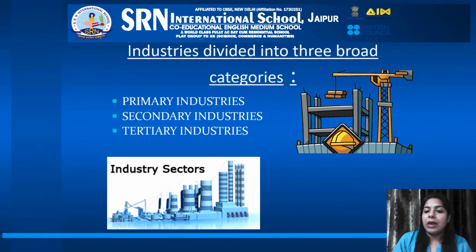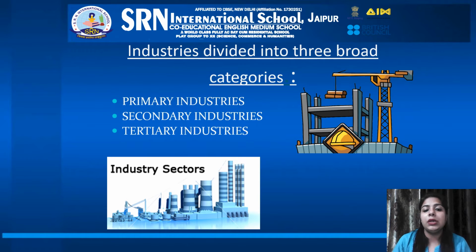Like from primary industry, you take cotton. Cotton is produced under the primary industry because it's a raw material. Then that cotton is taken by the secondary industry, and they process it and make a textile or a garment out of it. So secondary involves manufacturing process and construction, like construction of buildings, roads, dams. All these are taken under the construction.